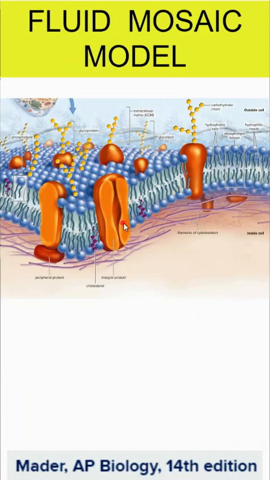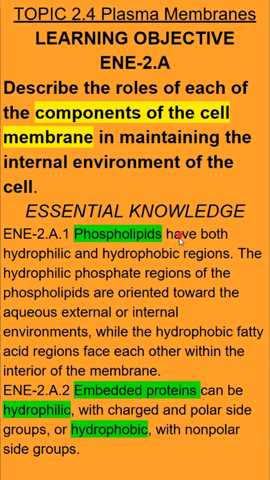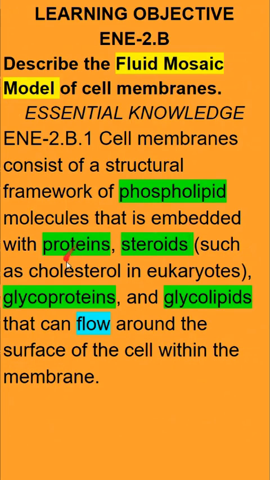So overall, we have this entire fluid mosaic model because all of these things aren't just frozen in place. This is a very fluid environment, and each of these things can move around within the surface of the cell. They're not locked into position. So we've got phospholipids and embedded proteins, which have hydrophobic and hydrophilic regions, and all of those components will flow around the surface of the cell in the fluid mosaic model.